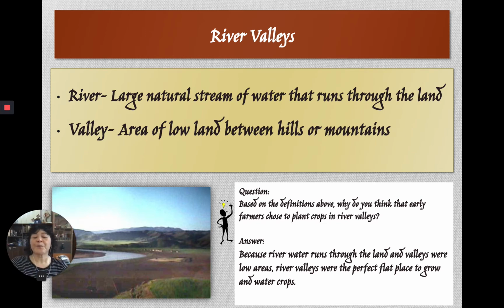So a question you might want to think about is, based on the definitions above, why do you think that early farmers chose to plant crops in river valleys? Well, the answer is because river water runs through the land and valleys were low areas. River valleys were the perfect flat place to grow and water crops. Okay? So when it's a valley, it's not like this. It's typically like rounded, I guess. Okay?